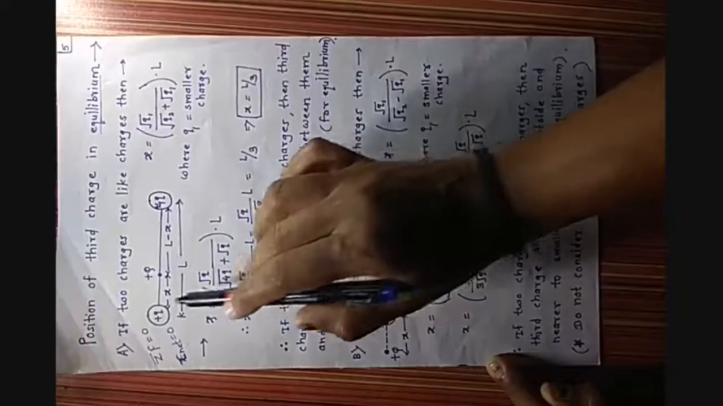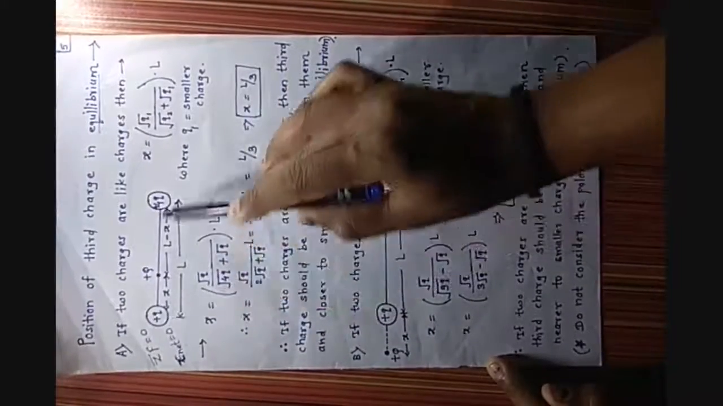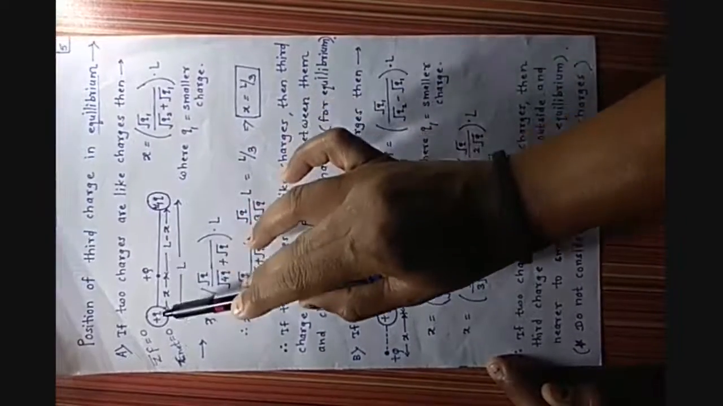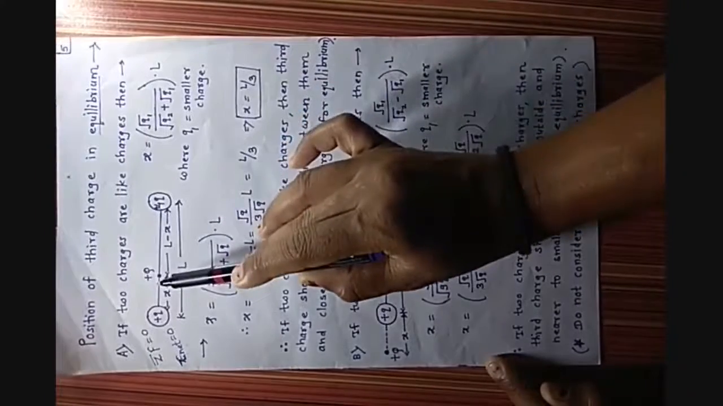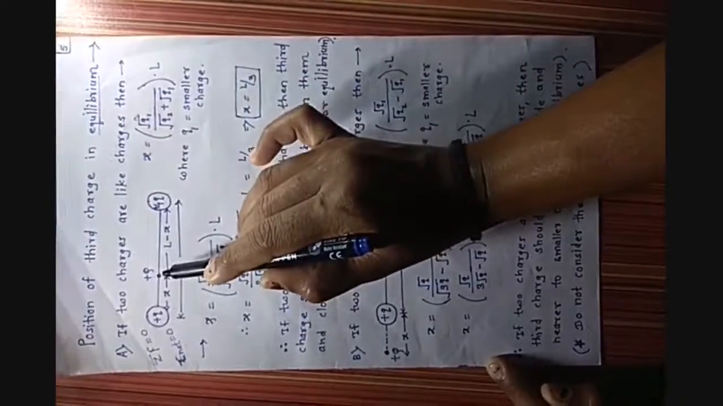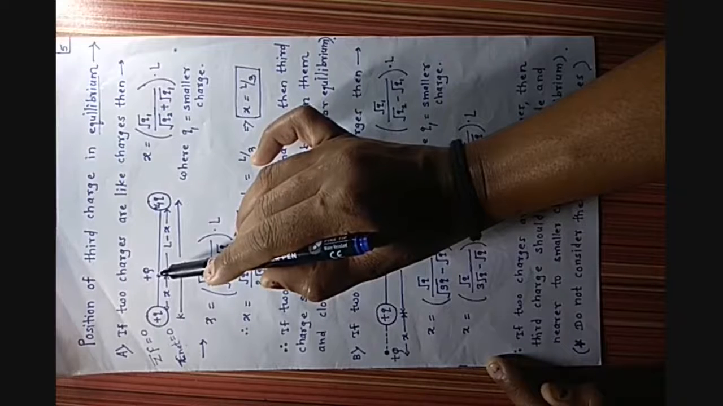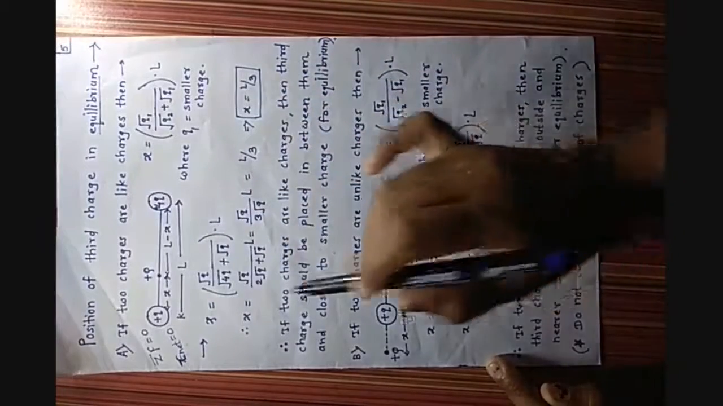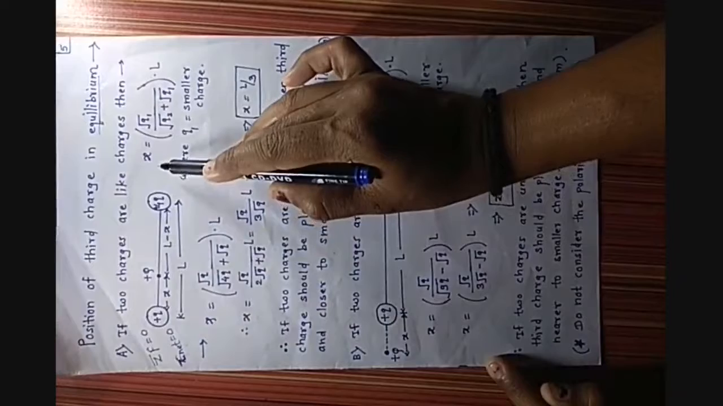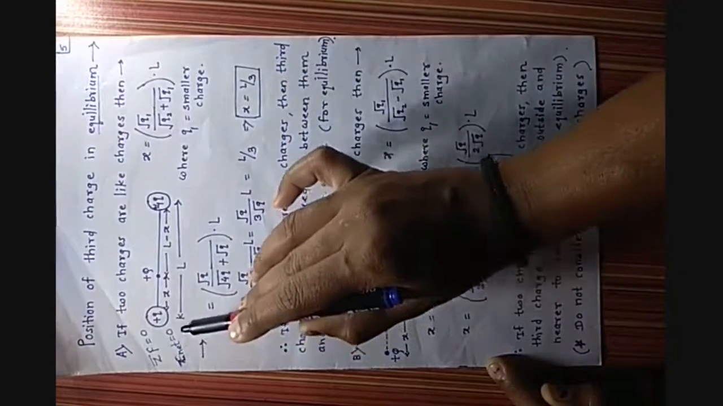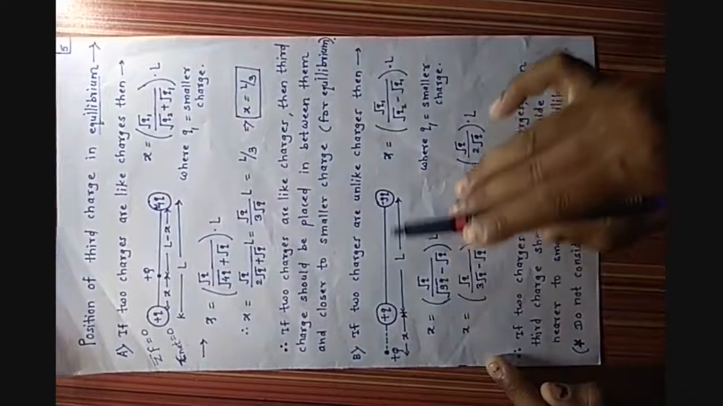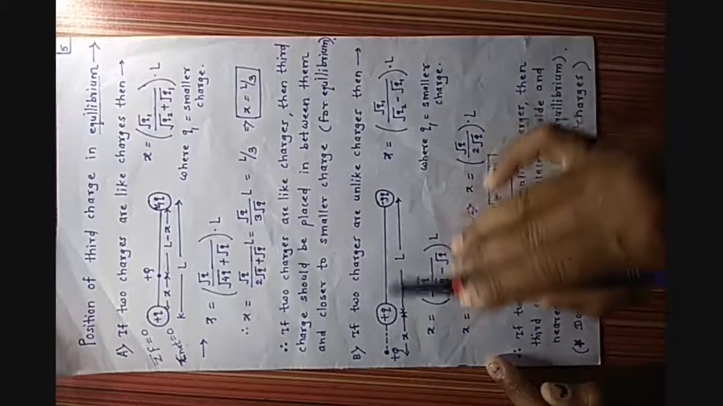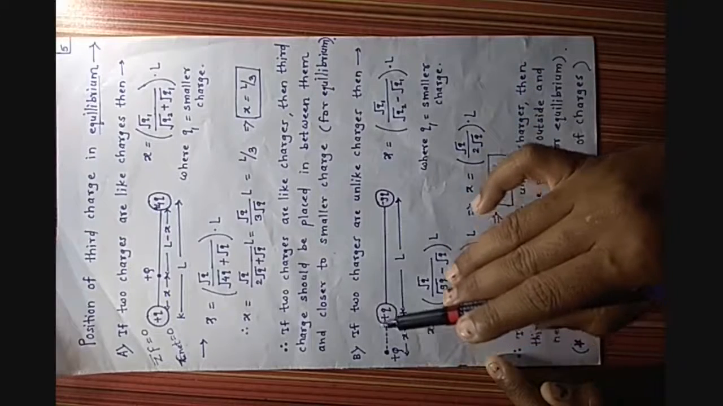जर दोन लाईक चार्जेस असतील, प्लस प्लस और मायनस मायनस, तर तिसरा चार्ज हा दोघांच्या मध्ये प्लेस केला तरच तुम्हाला रिझल्टंट इलेक्ट्रिक फील्ड ही 0 मिळणार आहे, किंवा रिझल्टंट नेट फोर्स या चार्जवरचा 0 मिळणार आहे. जर तो चार्ज तुम्ही कुठे आउटसाइड प्लेस केला तर तुम्हाला रिझल्टंट फोर्स और रिझल्टंट इलेक्ट्रिक फील्ड 0 मिळणार नाही. पण जर अनलाइक चार्जेस असतील तर थर्ड चार्ज हा दोघांच्या मध्ये प्लेस न करता तो बाहेरच्या बाजूला प्लेस करायचा आहे.